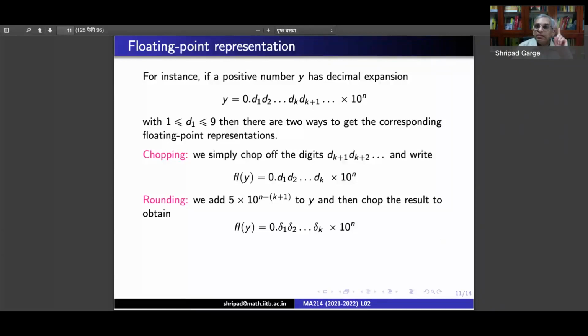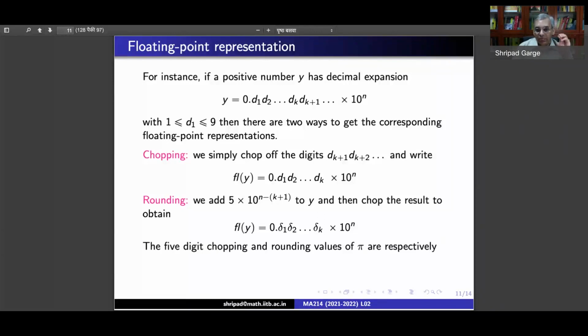So for instance, our very familiar number pi, if you are looking at 5 digits, chopping off and rounding values of pi, we get two possibilities of the floating point representation. The chopping will give you only 0.31415 times 10. Remember, pi is 3.14159 actually. So that 9, when rounding, will result in 5 becoming a 6.